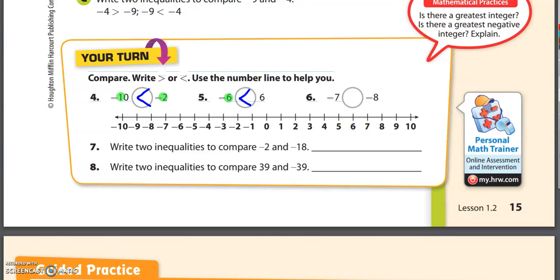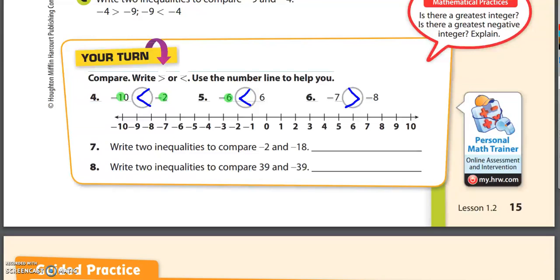And question 6, I've got negative 7 right here, and negative 8 right here. And while we don't have a lot of room for our symbol here, negative 7 is farther to the right, which means I use this symbol right here, and I say negative 7 is greater than negative 8.